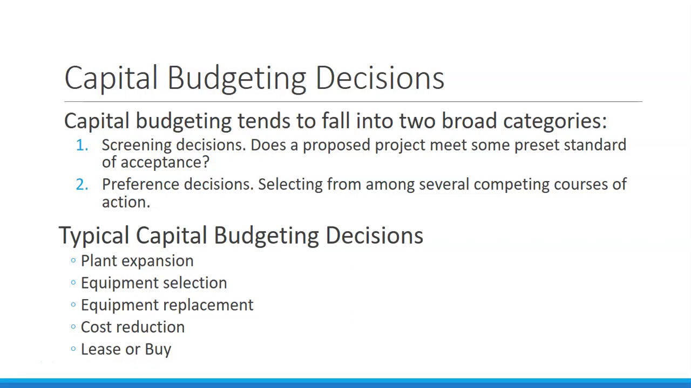Some things that typically fall under capital budgeting decisions are major expansions, the decision to buy a new building, buy new equipment, replace equipment, looking for ways to reduce costs, and then doing a lease or buy decision. So whether we would lease office space or warehouse space, or if we're going to buy a new building.